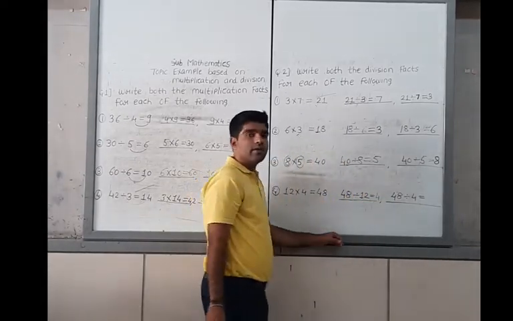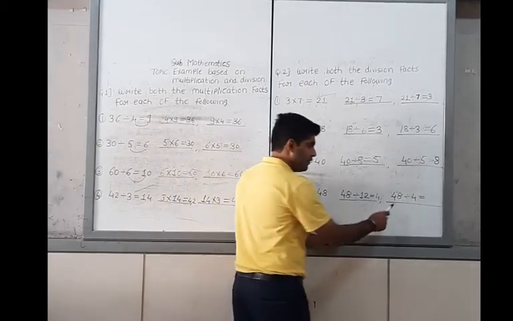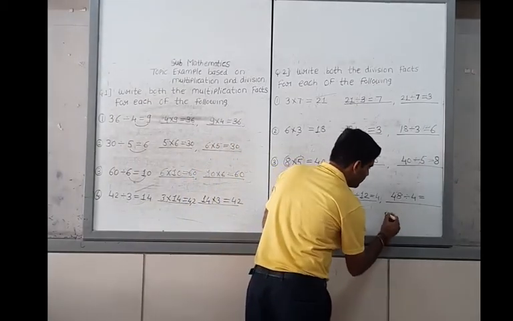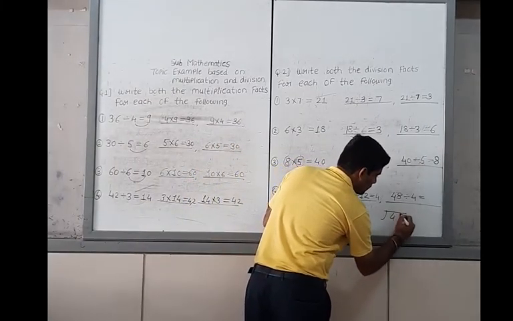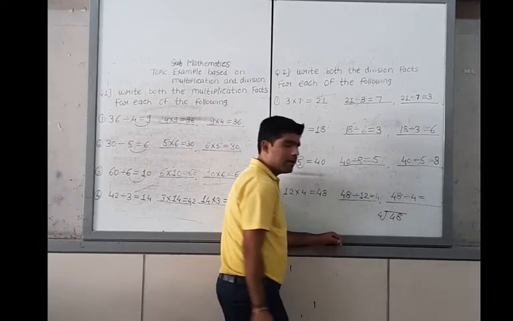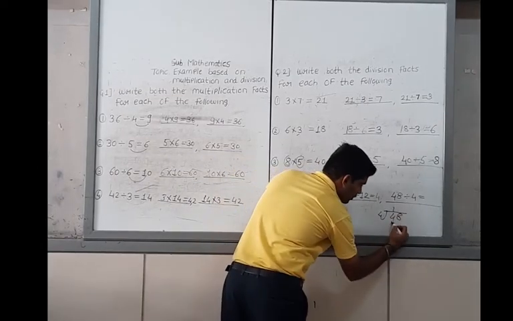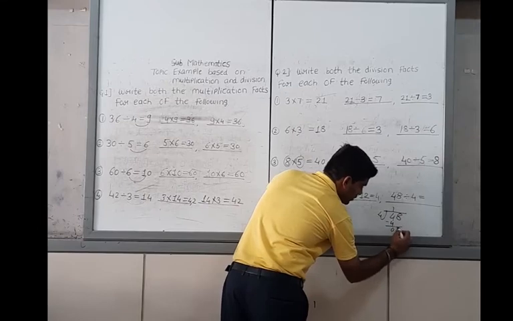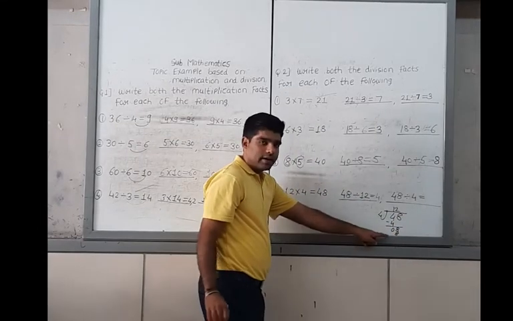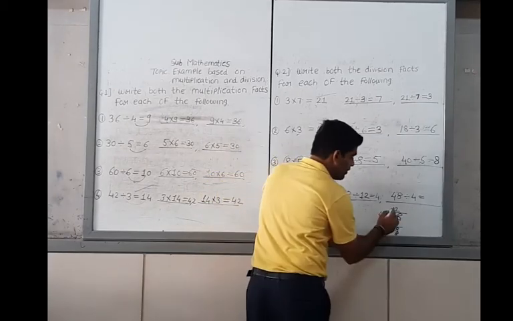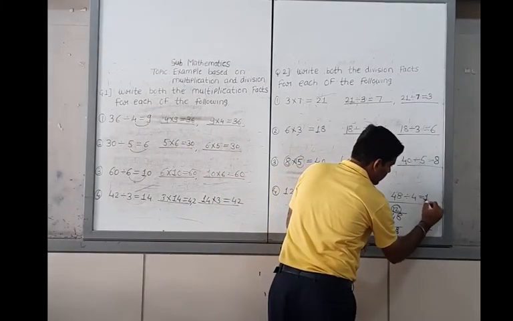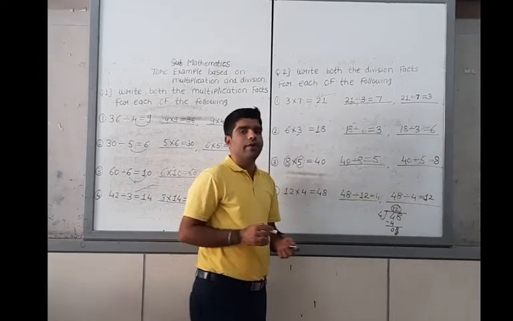Same question: 48 divided by 4. Now we have to solve it. Because 4 times 1 is 4, this is our 0. 8 will come here. 4 times 2 is 8. 8 minus 8 is 0. It means that your final answer is 12.